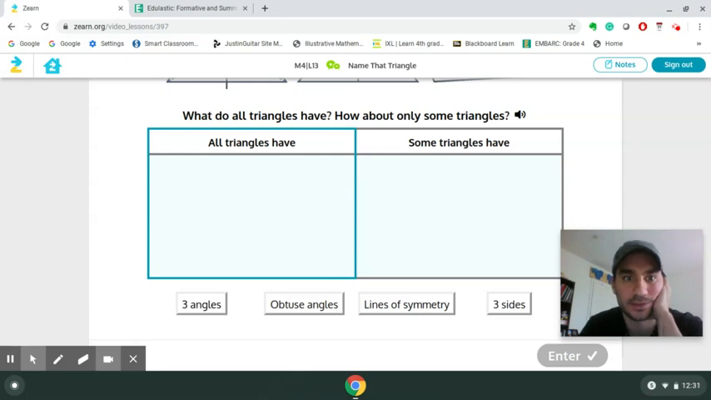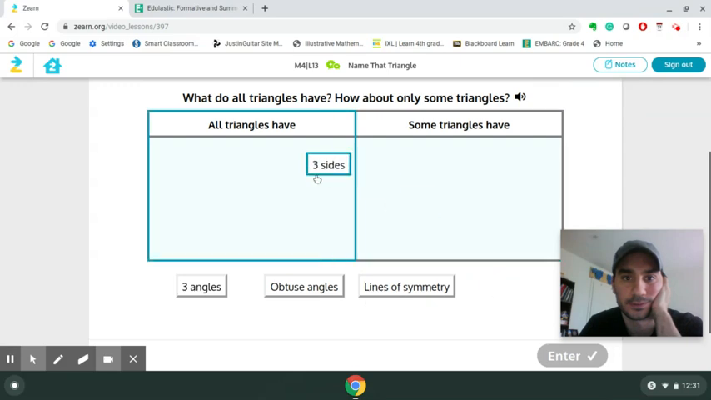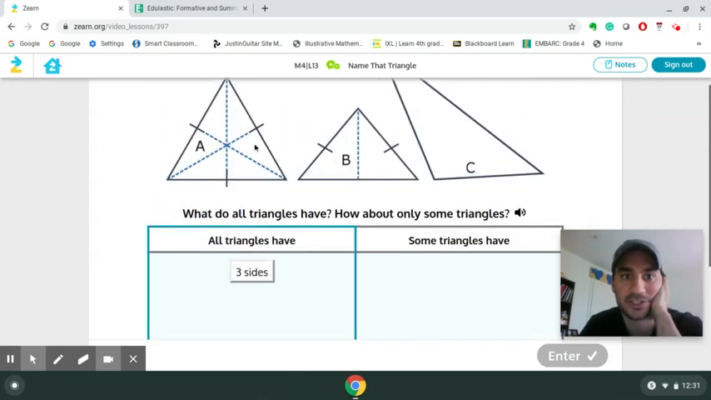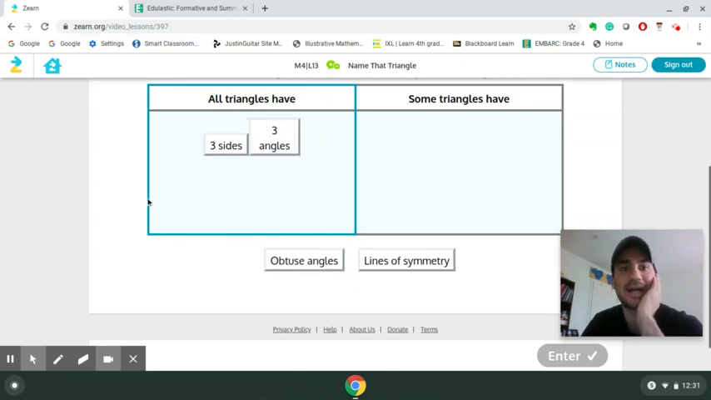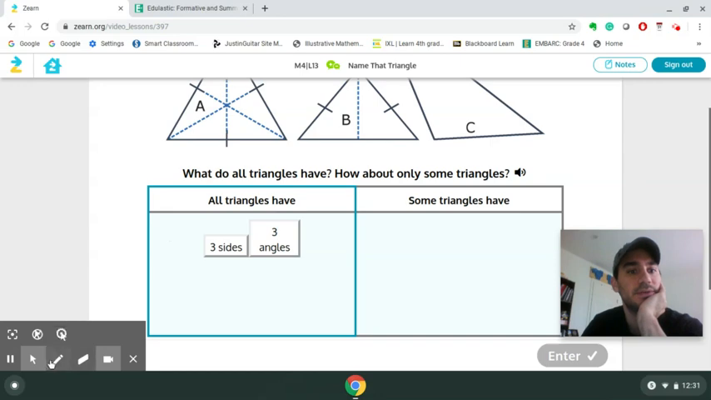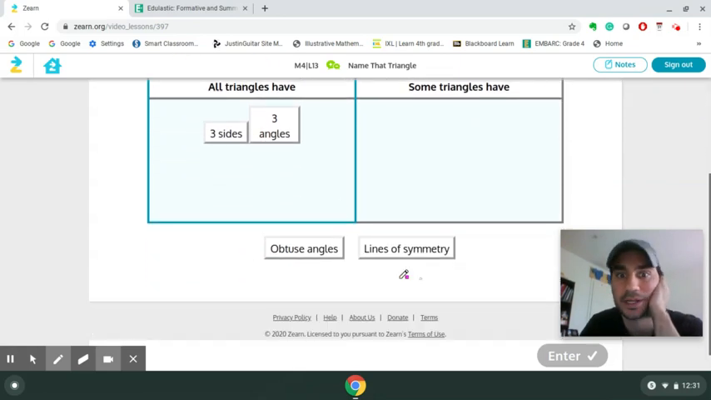All right, my friends, it looks like all triangles, because they have 3 sides, we're going to put 3 sides right here. And if shapes have 3 sides, that means they must have 3 angles. All triangles have 3 sides and 3 angles. We can see the angles here. And we can see the sides surrounding our shape or creating our shape.